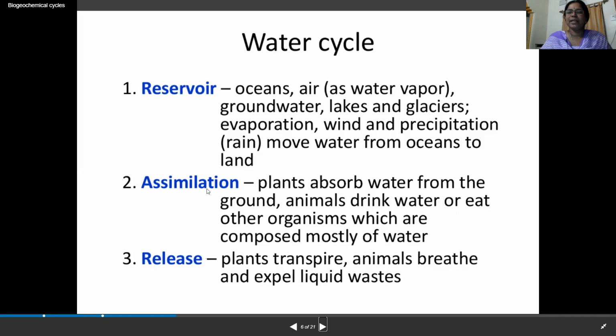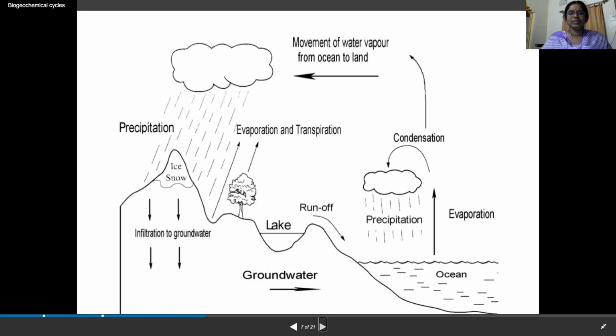Next one is assimilation. Plants absorb water from the ground, animals drink water or eat other organisms. Nothing but these organisms which depend on this; that step is called assimilation. Third one is release. Plants transpire, animals breathe and expel liquid waste. Yes, so this is the water cycle.